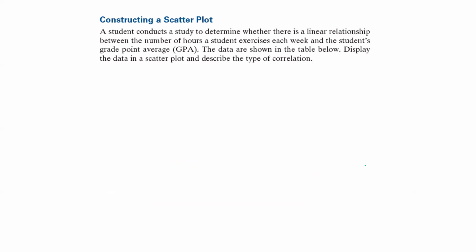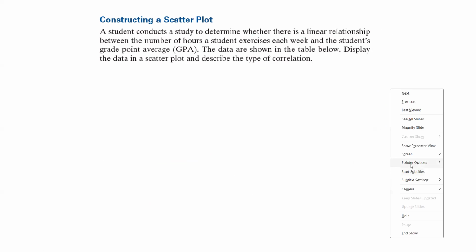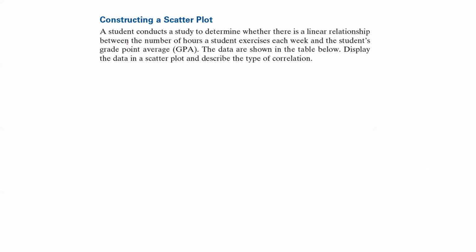In the next example, we have a student that conducts a study to determine whether there is a linear relationship between the number of hours a student exercises and the GPA. So let's see, what do we have here? Let me change the color. So your X is the number of hours of exercise and Y is the GPA. So that student collected some information.